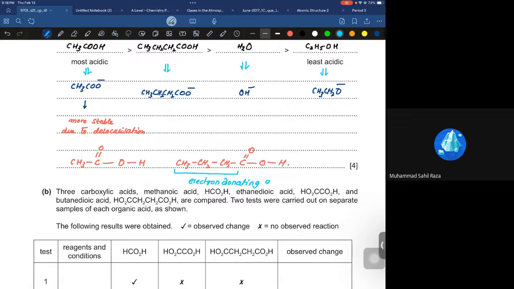Electron donating group. This is electron donating group. So strong acid is the one which is going to dissociate its proton easily. And if the acid is not going to dissociate its proton easily, I would say that's the weak acid.